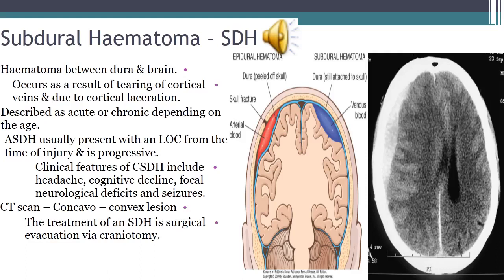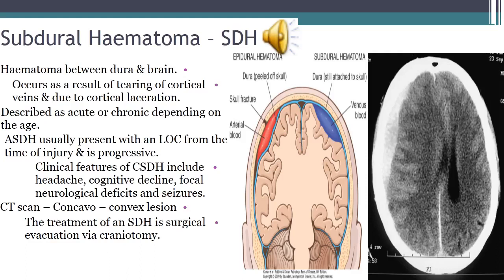Acute subdural hematoma usually presents with loss of consciousness from the time of the injury, and it is progressive in nature, while the clinical features of chronic subdural hematoma include headache, cognitive decline, focal neurological deficit, and seizure.